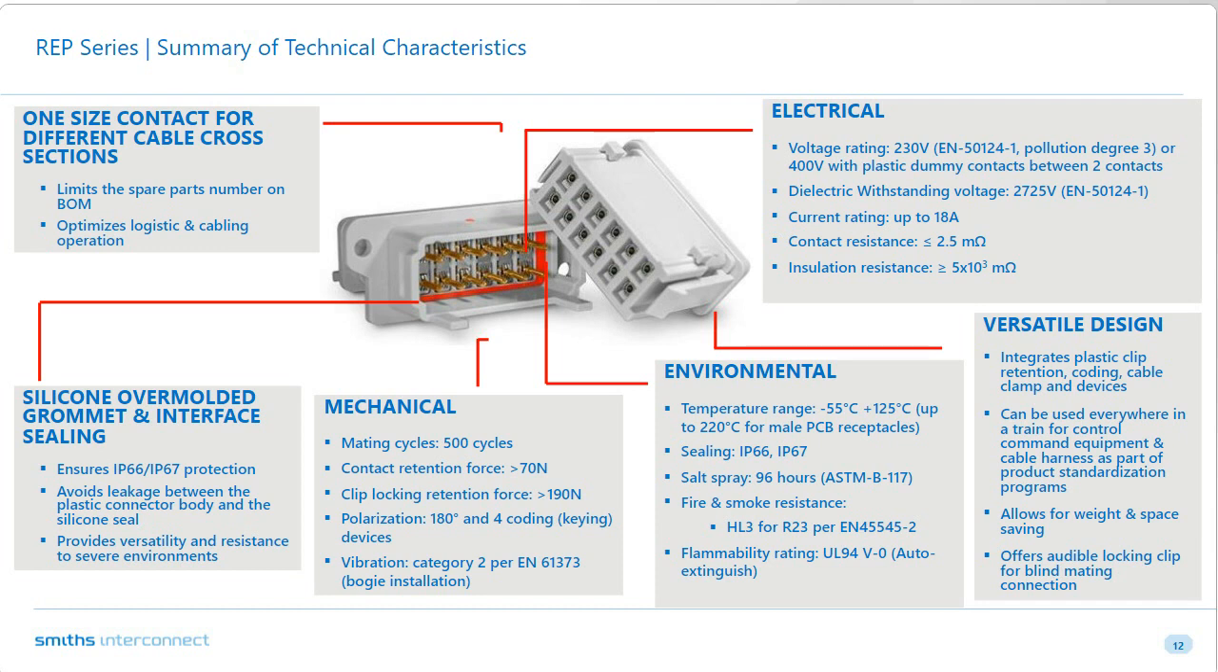I talked about the current rating in the previous slide of 18 amps, and I just want to draw your attention to the contact resistance, how low it is, and the insulation resistance. Now, if I switch from the electrical spec to the bottom left, the silicon and the overmolding grommet, right? This is the point that I wanted to labor in this slide about the IP67 protection. Now, why is this important, right?